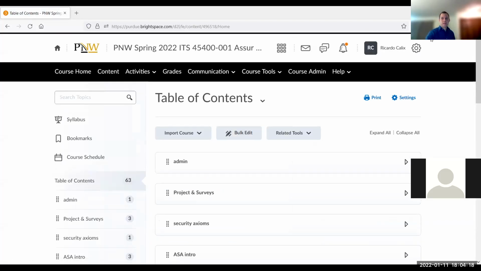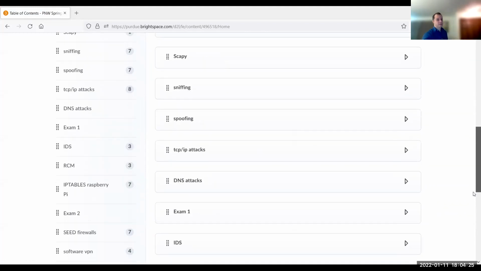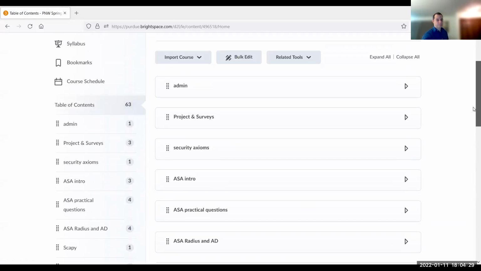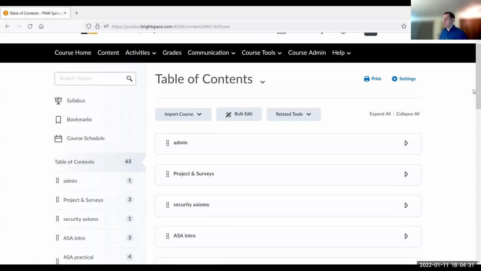I have already posted the materials for this semester. As you can see, they are posted there. So these are some of the topics and the labs that we will be doing. So I'll talk about that.